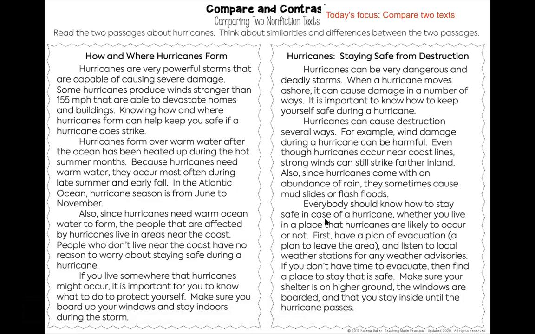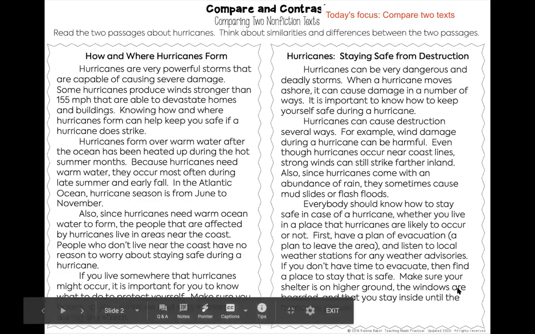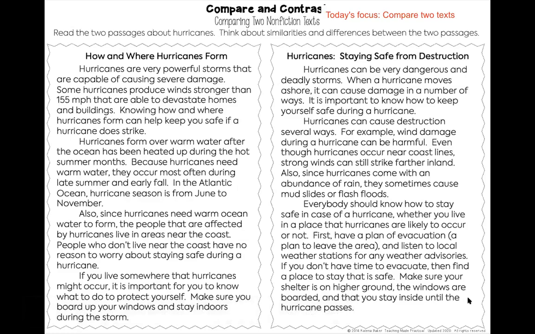Everybody should know how to stay safe in case of a hurricane, whether you live in a place that hurricanes are likely to occur or not. First, have a plan of evacuation, a plan to leave the area, and listen to local weather stations for any weather advisories. If you don't have time to evacuate, then find a place to stay that is safe. Make sure your shelter is on higher ground, the windows are boarded, and that you stay inside until the hurricane passes.